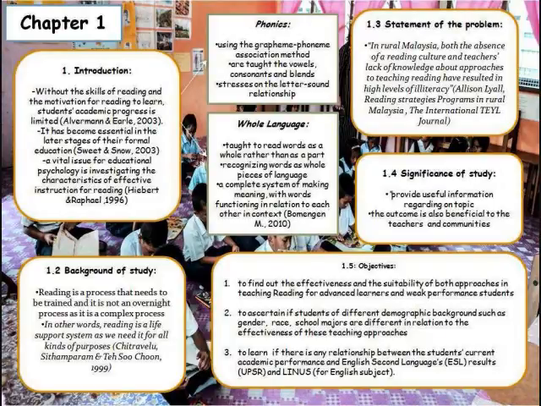Phonics. Basically, phonics is taught by using the grapheme-phoneme association method. A grapheme is a written letter, whereas a phoneme is a sound that the letter represents. Learners are taught the vowels, consonants, and blends, and the phonic approach stresses the letter-sound relationship. Whole language. Whole language is basically teaching children to recognize words in isolation. Children are taught to read words as a whole rather than as parts.